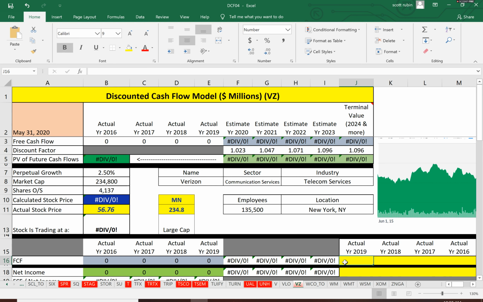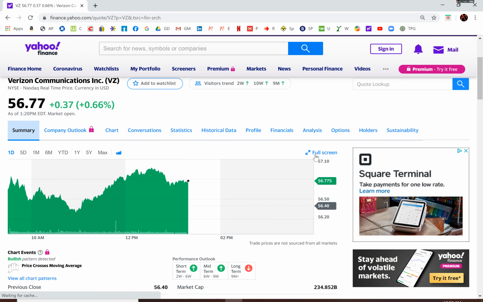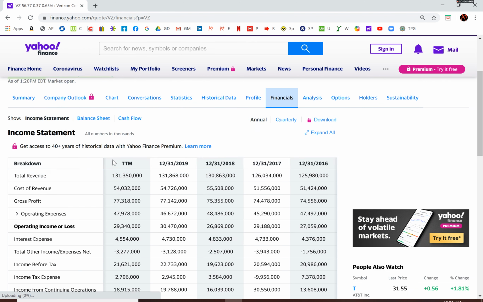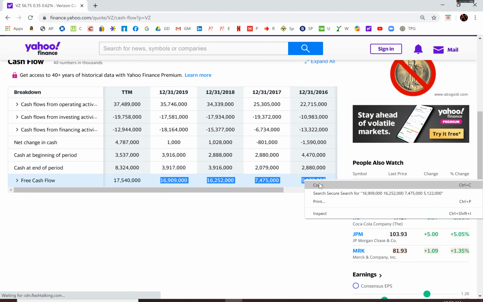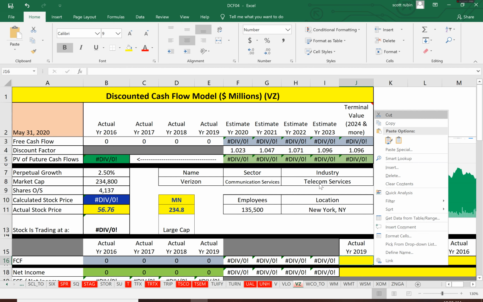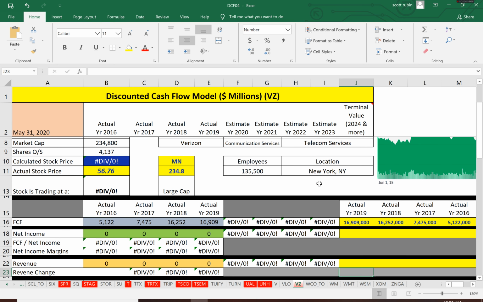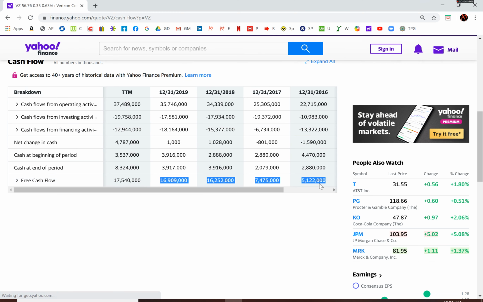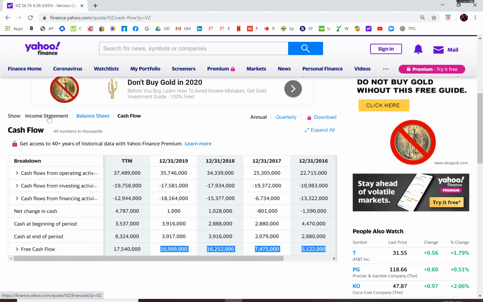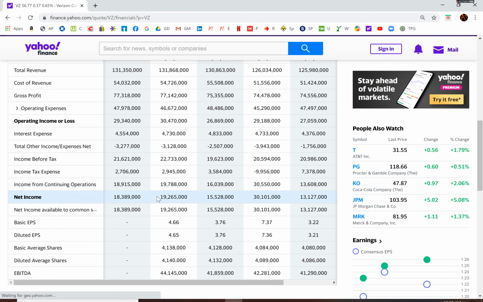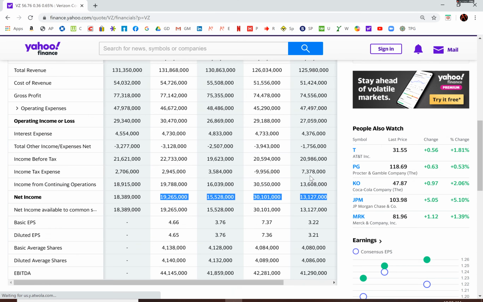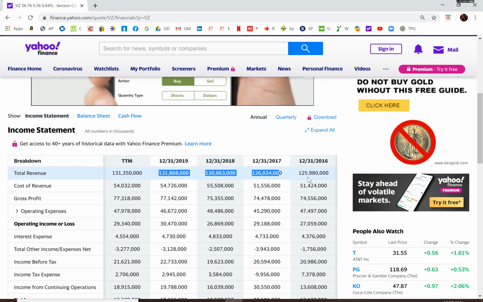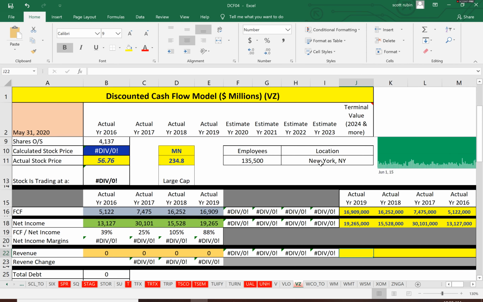Now we need the actual free cash flows for the company, and that's in Yahoo Finance. In the financial section, go to cash flows, and at the bottom is free cash flow. This is the cash that's remaining after operating the business for a year. So it's the best indicator for the company's performance. Next is net income, the profit and loss for a given time period, and that's in the income statement. And last is revenue, which is also in the income statement.